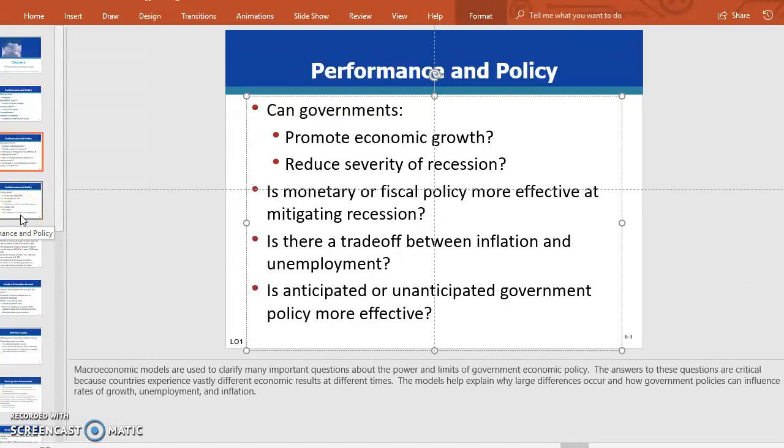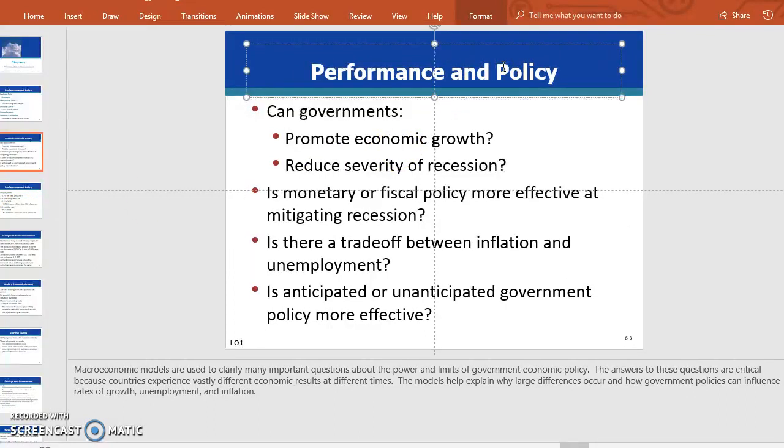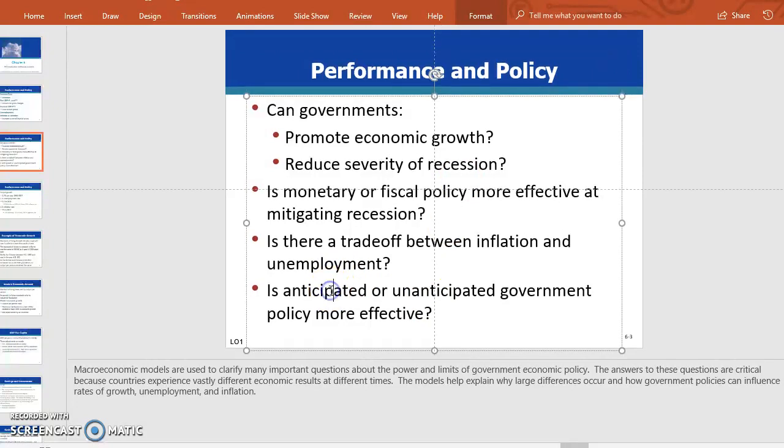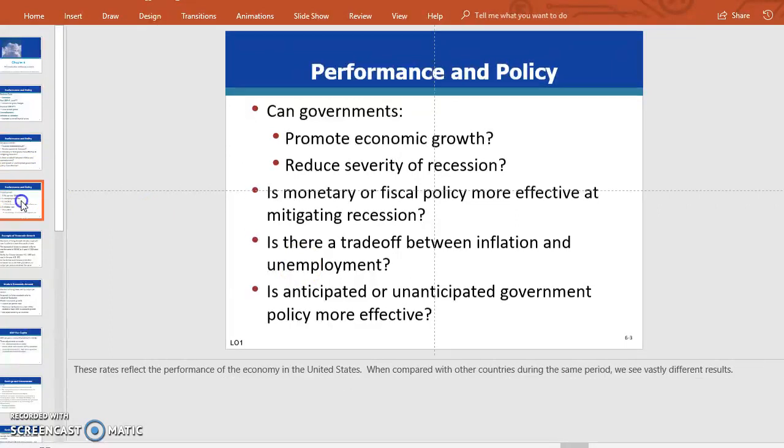So when we are talking about the performance of these economic policies, we have to be careful about anticipated and unanticipated government policies also, and the different effect they may have on the economy.